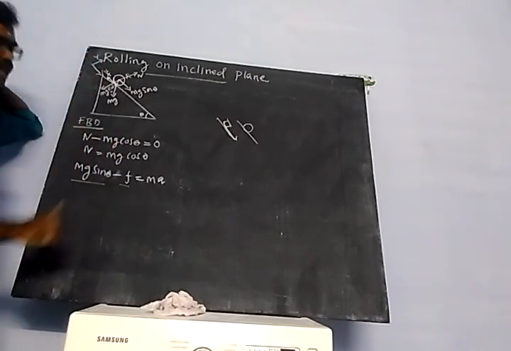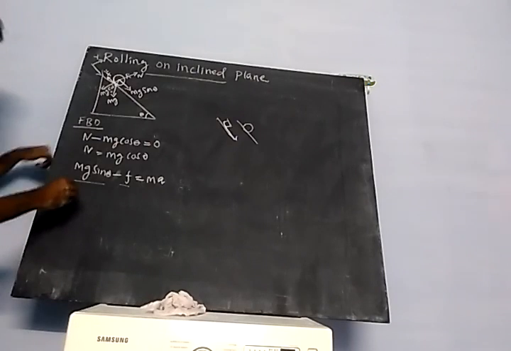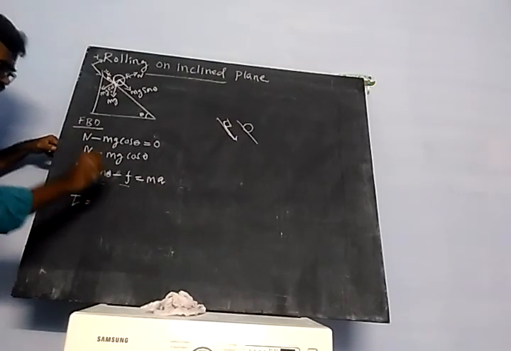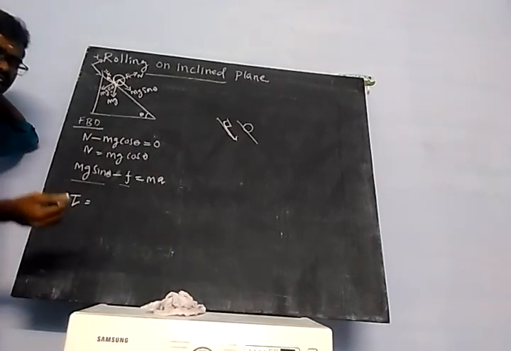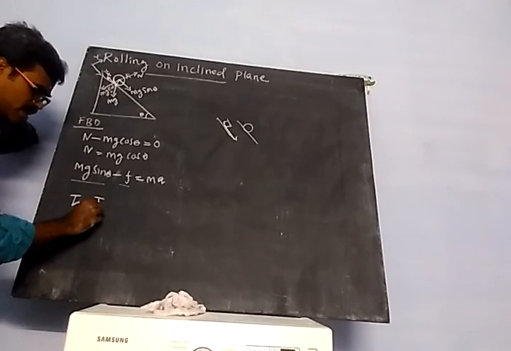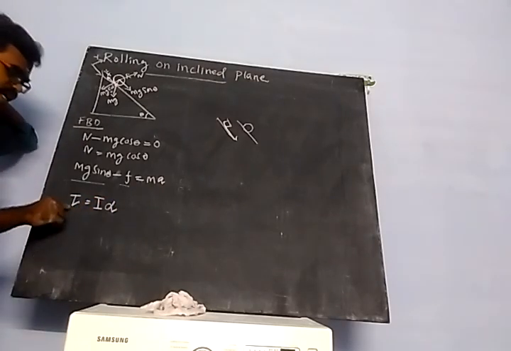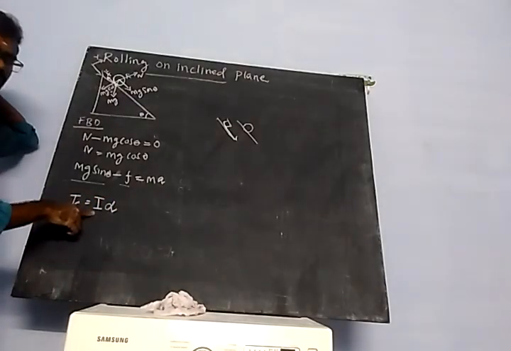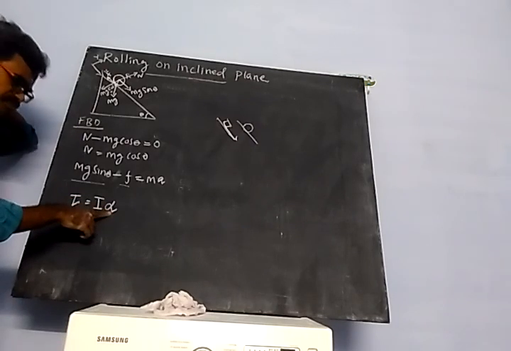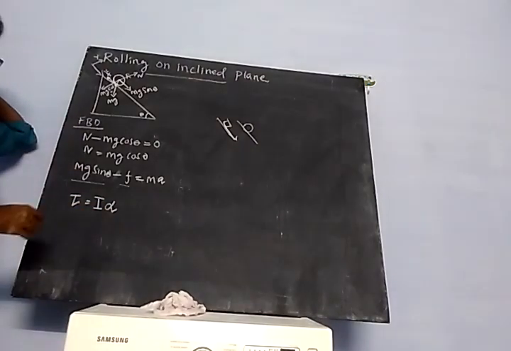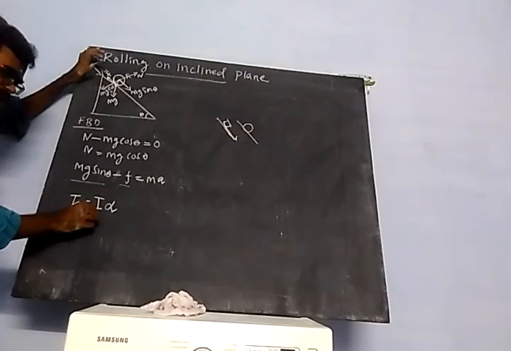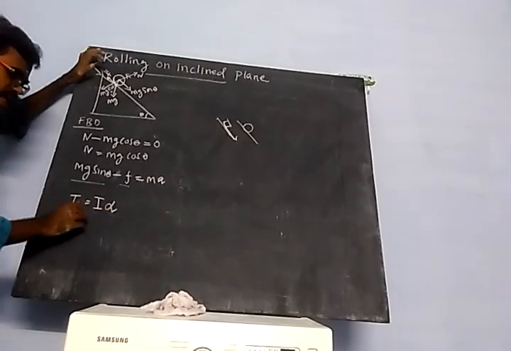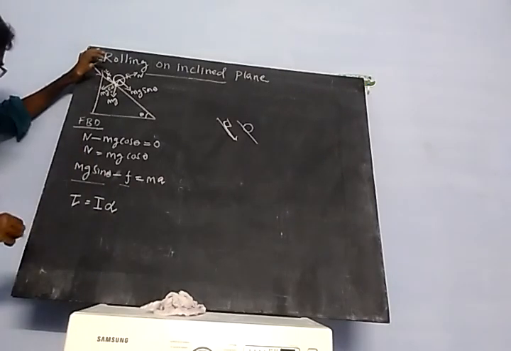Now we are going to find the torque. What is the relation between torque and angular acceleration? Torque is equal to I alpha, where I is the moment of inertia and alpha is the angular acceleration. We already discussed that the relation between torque, moment of inertia and angular acceleration is torque equals I alpha.